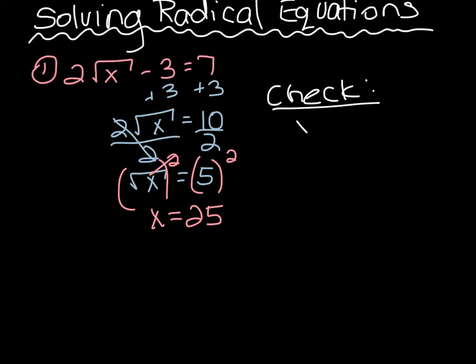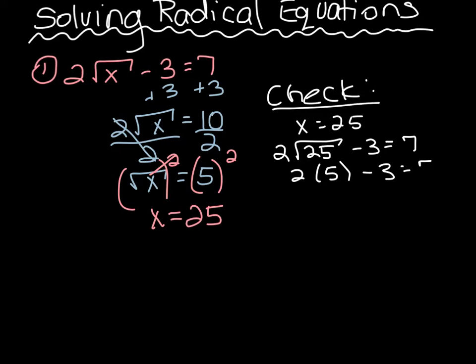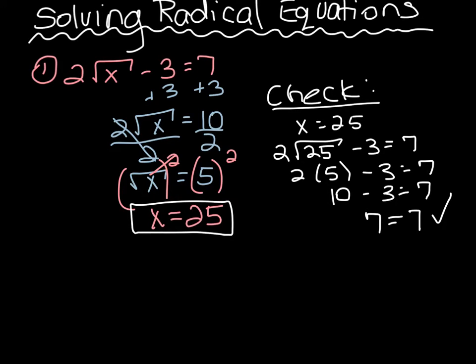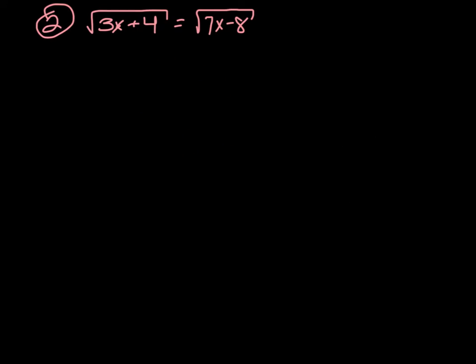So I'm going to check that x equals 25 by plugging it in. So 2 and then the square root of 25 minus 3 equals 7. 2 times 5, we're only talking about the principal root here because the square root symbol is already drawn, minus 3 equals 7. 10 minus 3 equals 7. And that shows me 7 equals 7. It works, so this is an answer. If it didn't work, then the answer would be extraneous, but it does, so we're good, and there's one solution.